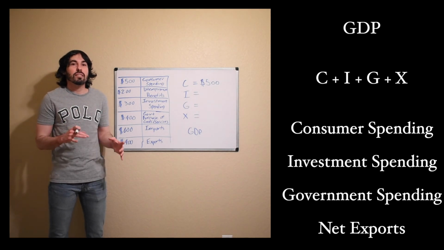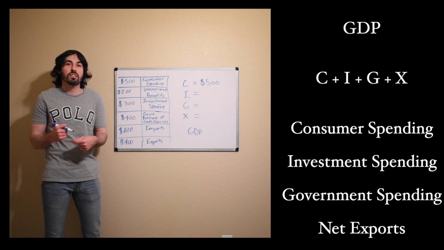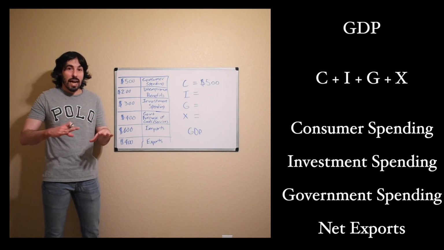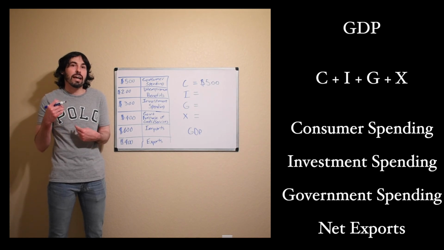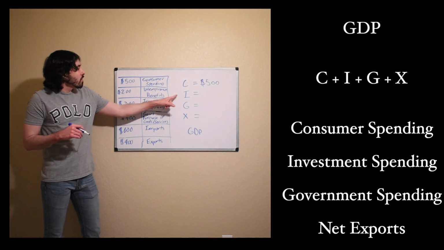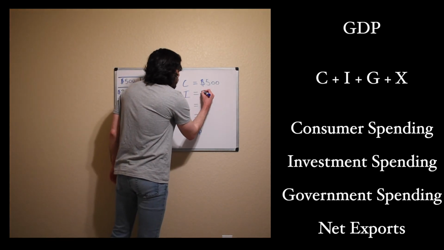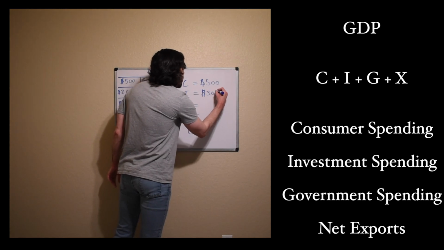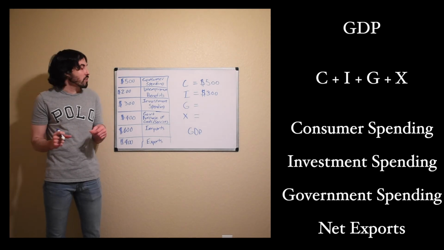Next, the I stands for gross private domestic investment spending. This is when businesses are purchasing capital goods to invest in their ability to produce things in the future. Domestic because it has to be taking place within this country's borders, and gross because we're not accounting for the depreciation that's occurring. So our investment spending is going to be $300. Businesses in this country spent $300 on capital goods this year to increase their ability to produce next year.